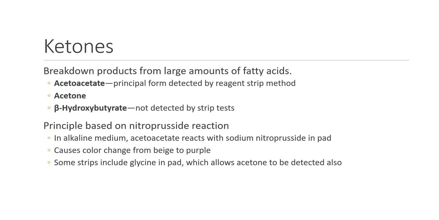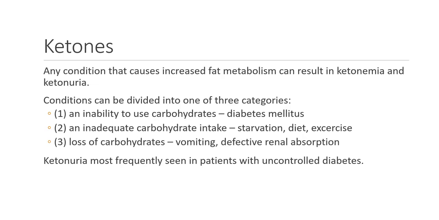Some strips include a glycine in the pad, which allows acetone to be detected, so you need to read the package insert to determine if all 3 of these breakdown products are detected. Any condition that causes increased fat metabolism can result in ketonemia and ketonuria. Conditions can be divided into one of 3 categories: an inability to use carbohydrates, which is diabetes mellitus, an inadequate carbohydrate intake, starvation, diet, exercise, and loss of carbohydrates, vomiting, defective renal absorption.